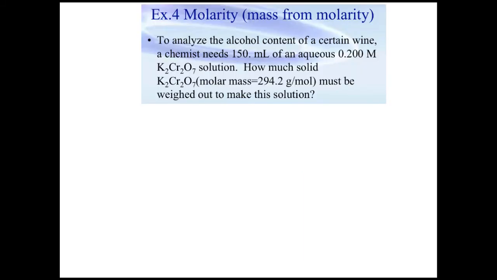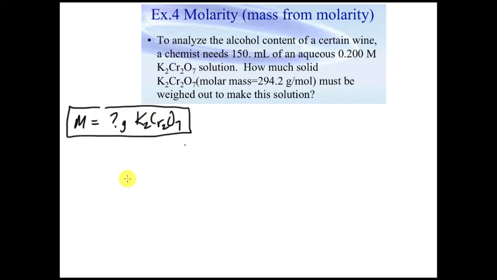All right, last problem. This would be how we create solutions. So if I want to analyze alcohol in a certain wine, I'm going to need 150 milliliters of a 0.2 molar potassium dichromate solution. Question is, what mass of that potassium dichromate do I need? Okay, so that's what I'm looking for here. That's my goal, is to find this mass. Well, I know what the volume is. I know it's 150 milliliters, and I know that my molarity is equal to 0.200 molar. Remember, that's moles per liter.